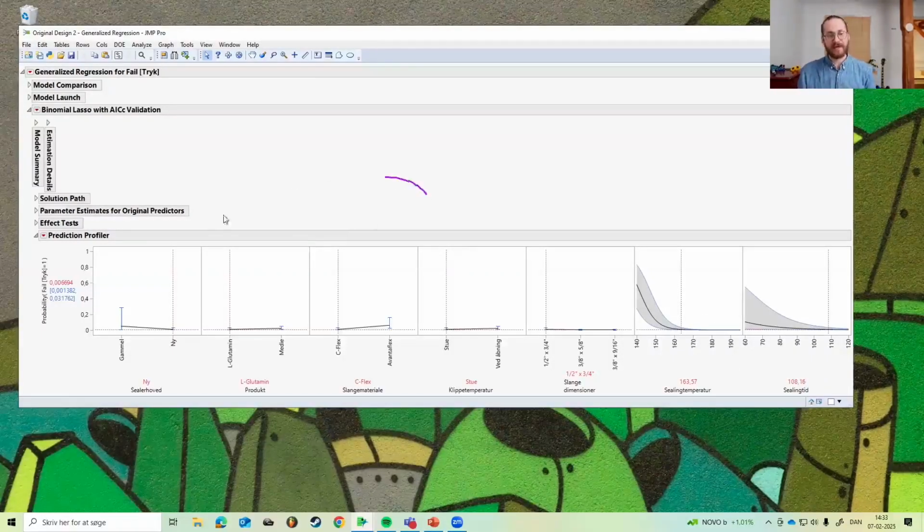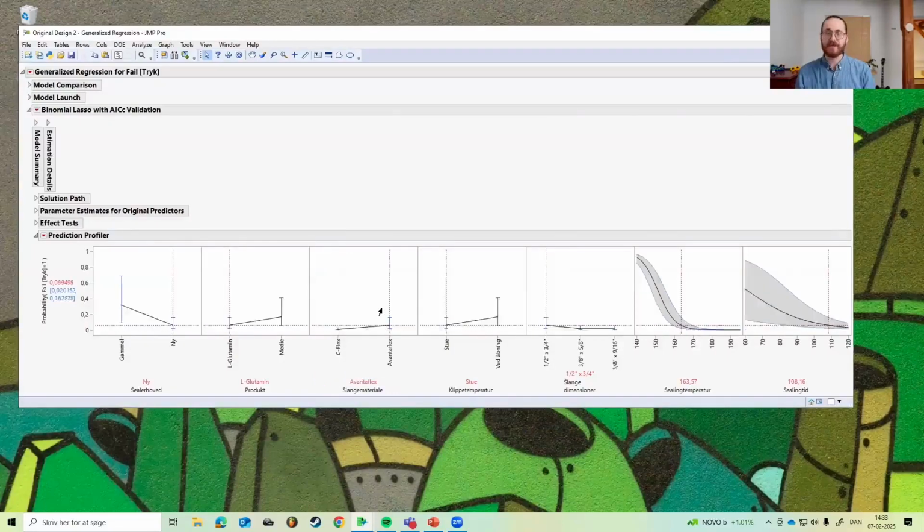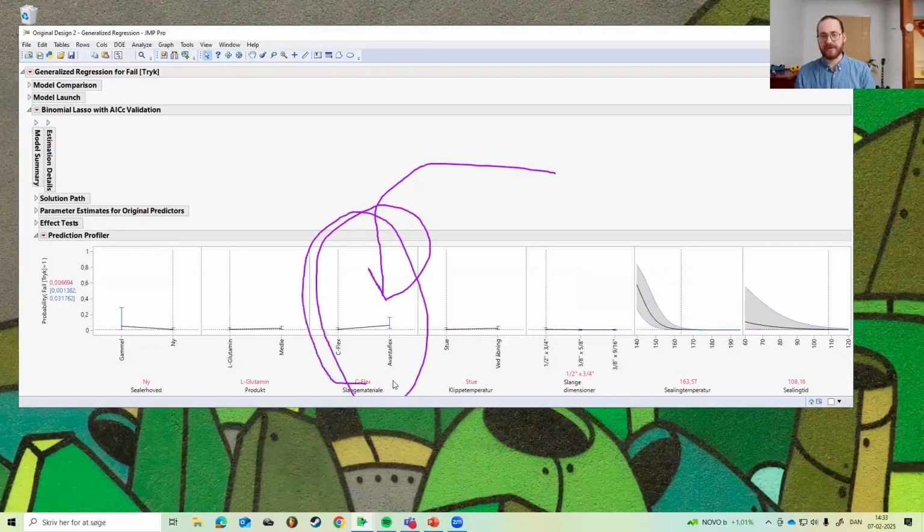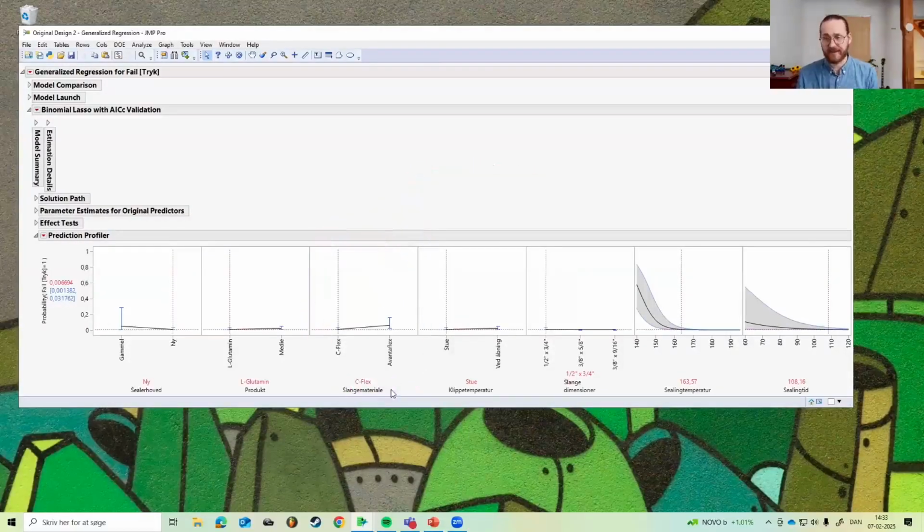And what we're seeing here is a sealer head, an old sealer head or a new sealer head. So gammel is old and new is new. Then there are two different tube materials: Advantaflex is one and C-Flex is the other. And then we have cutting temperature and then the dimension. What I really want you to focus on is the tube material, the difference between C-Flex and Advantaflex.